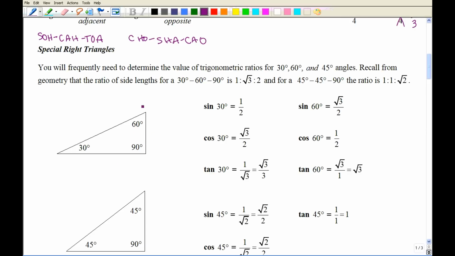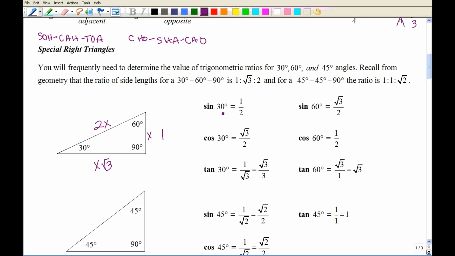So for a 30, 60, 90, opposite of the 30 will be 1. Opposite of the 60 is the square root of 3. And opposite of the 90 is 2. So if we had letters here, we could say if this side was x, then this side would be x square root of 3, and this side would be 2x. So that's another way of looking at it.